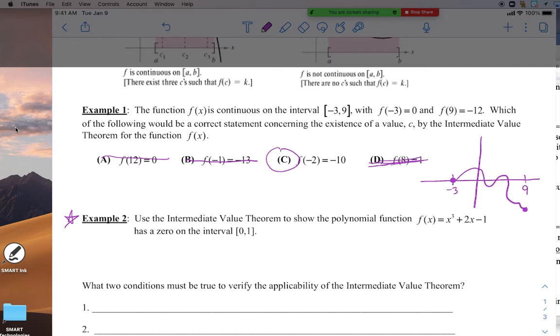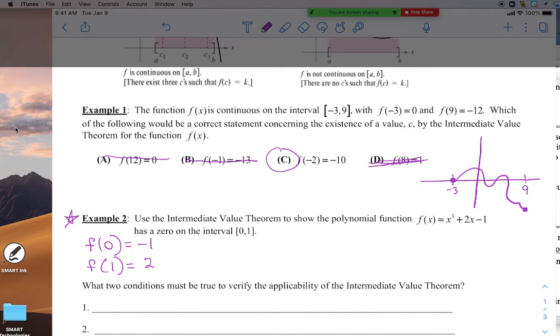So example 2 says, use the intermediate value theorem to show the polynomial function f of x equals x cubed plus 2x minus 1 has a 0 on the interval from 0 to 1. They didn't give me any values, but I have a function equation that I can figure this out. If I plug in f of 0 into f of x, that gives me negative 1. What's f of 1? 1 plus 2 is 3. 3 minus 1 would be 2.